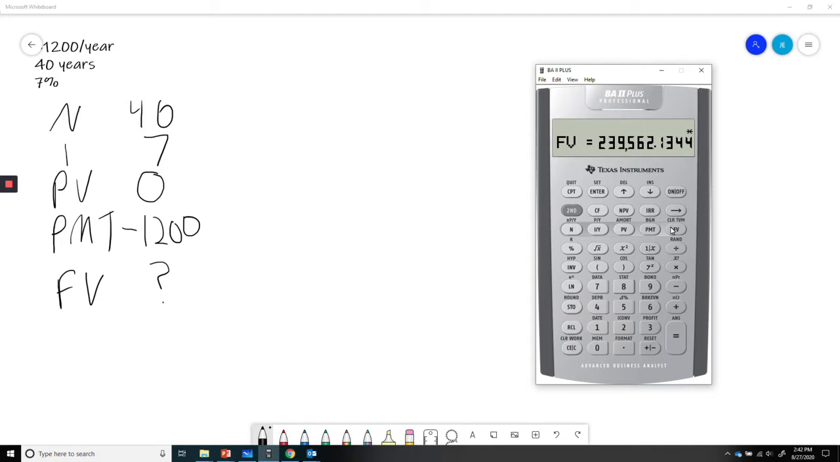Wow. Investing $100 a month, I could have a quarter of a million dollars someday just by taking enough time and getting a decent interest rate.